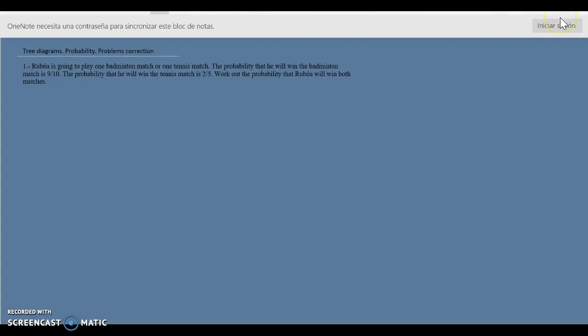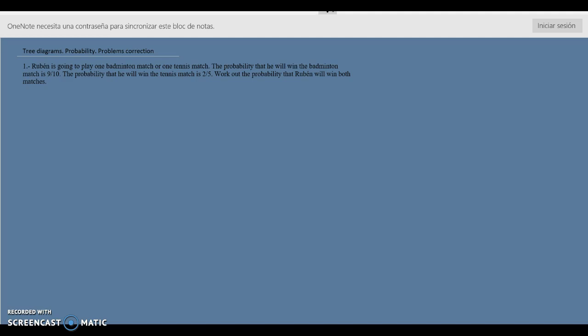Well, in this video, I will correct the different problems related to probability that you have. Okay, so let's start with this first problem. Read carefully and pay attention. We can use a tree diagram to solve the problem. Let's see how to make this tree diagram. Let's start.